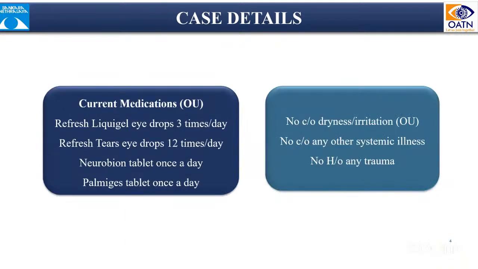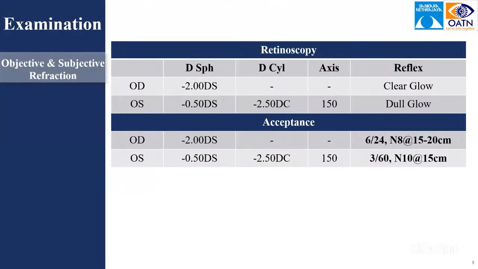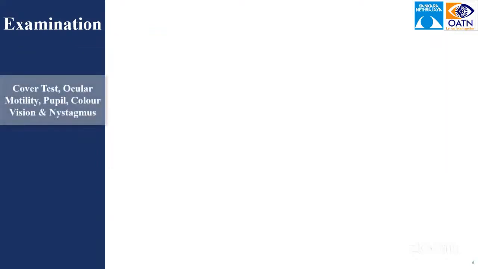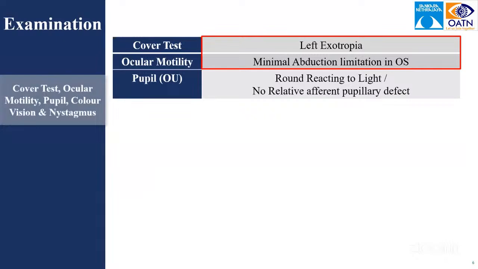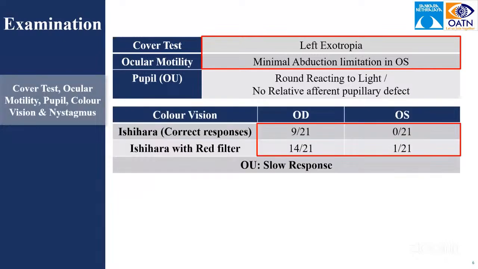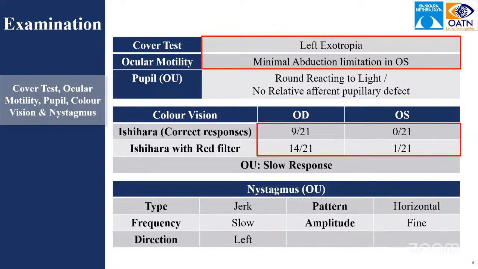So the patient was on these medications, and as such, she did not complain of any kind of dryness or any other symptoms. Upon our examination, her presenting best corrected visual acuity was 6/24 and N8 in the right eye and 3/60 and N10 in the left eye. Upon further investigation, left exotropia and abduction limitation in the left eye were found, along with color vision deficiency, and slow jerky nystagmus was noted in both eyes.